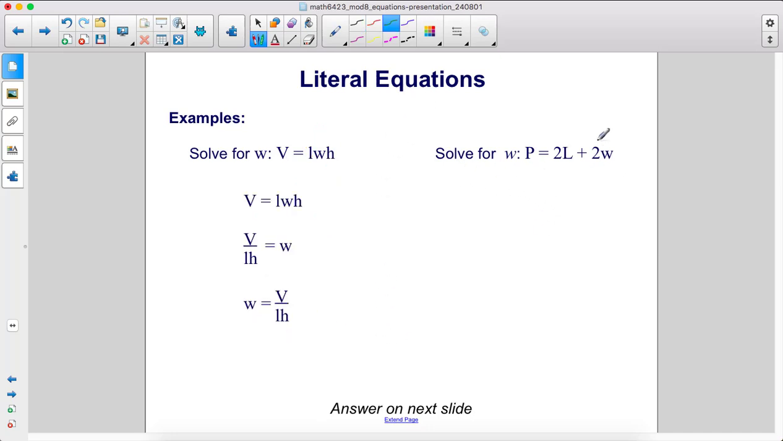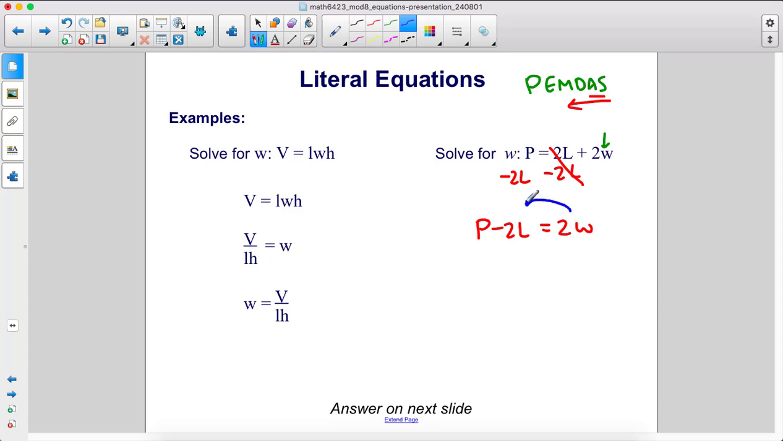Solve for W. All right, so right now W's here. It's being multiplied by 2 and it's being added to 2L. So PEMDAS is the order of operations. Parentheses, exponents, multiplication, division, addition, subtraction. So when we're undoing operations, we move the opposite direction. So first, we're going to do any addition or subtraction. That means we're going to subtract 2L from both sides first. That's going to cancel out, so we get P minus 2L on the left side equals 2W.